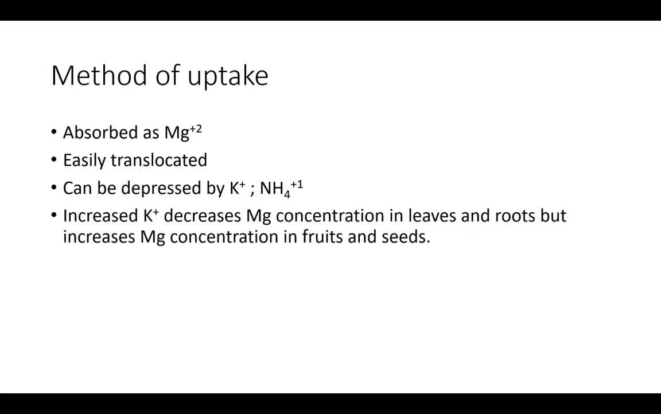Increased potassium decreases magnesium concentration in the leaves and roots, but increases magnesium concentration in fruits and seeds. Now wait a sec. You get competition between the potassium and the magnesium. Potassium wins, but that only occurs in the leaves and the roots. The plant guarantees concentration in the fruits and the seeds. The fruits and the seeds need the magnesium when they first germinate. They need magnesium before they have a chance to absorb other ions.